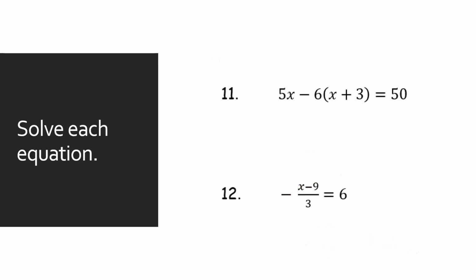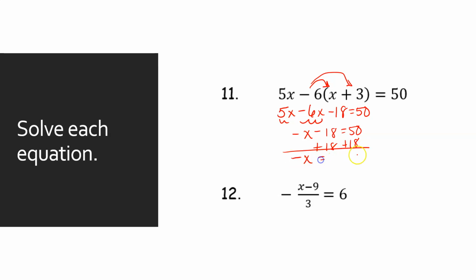Okay, number 11. Same thing, I'm going to distribute that negative 6 to both the terms inside the parentheses. So I have 5x minus 6x. Negative 6 times positive 3 is negative 18, equals 50. I combine these and end up with negative x minus 18 equals 50. I'm going to add 18 to each side, so I have negative x equals 68. It's tempting to think you're done. Oops. But you have to divide each side by negative 1 to get rid of that negative sign. So I have x equals negative 68.